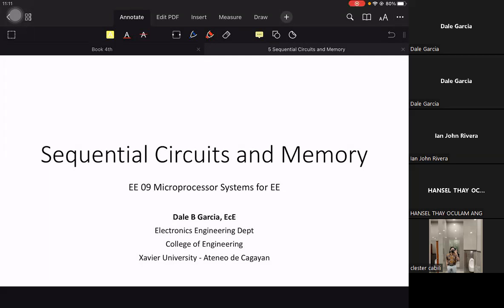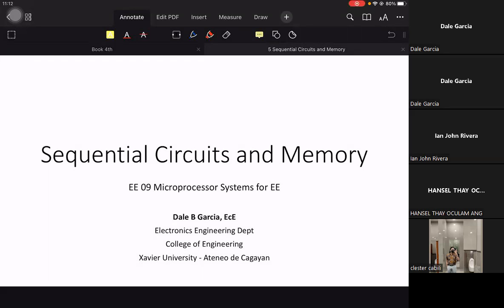So, last time, we ended with the ALU, or the Arithmetic Logic Unit, which forms the brains of our microprocessor or of our computer. Okay? So any CPU, any microprocessor would not work, of course, without memories.